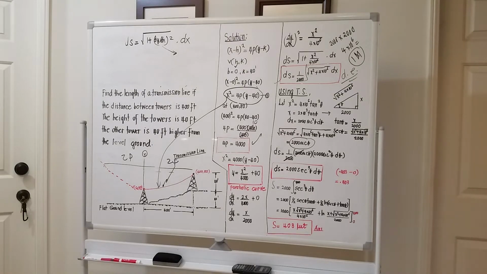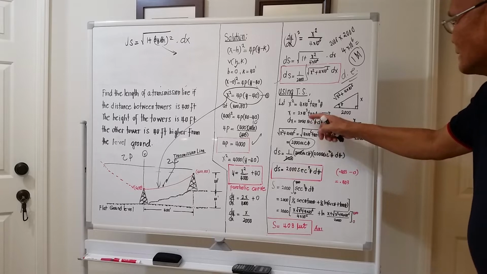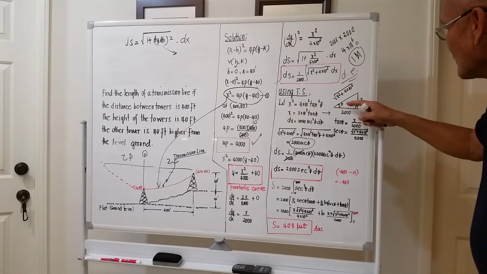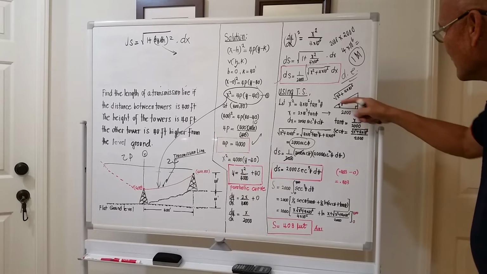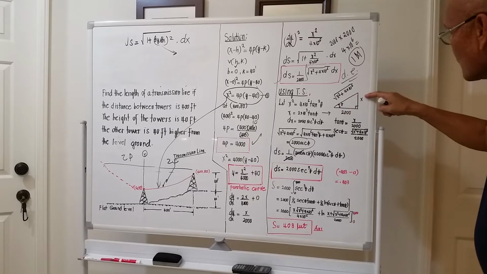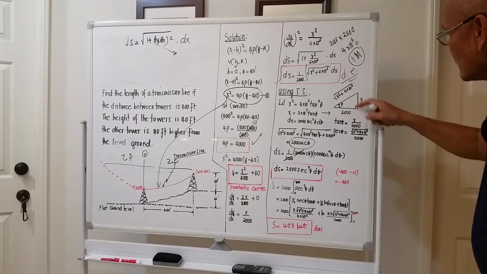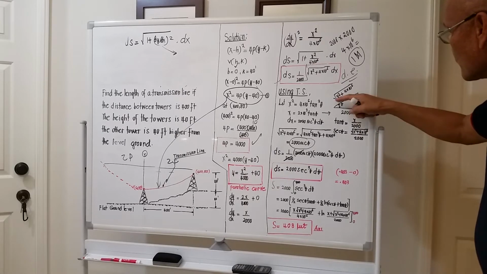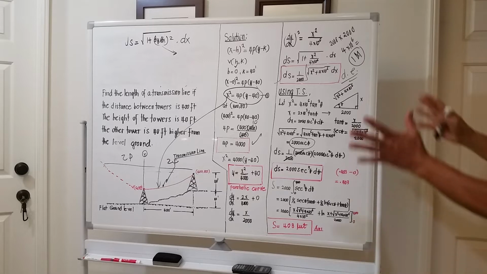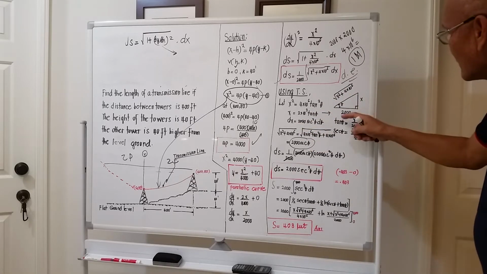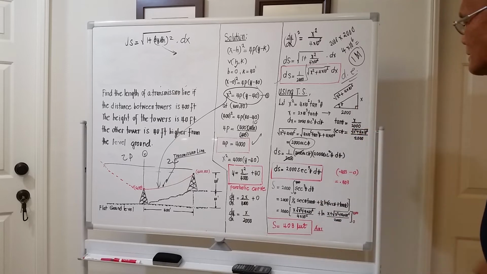Then I will try to bring out also a triangle. From this, tangent of theta is actually x over 2,000. So the hypotenuse will be the square root of the square of this plus the square of this. The square of x is x squared. The square of 2,000 is 4 million, the square root. Why did I bring up this one? Because later on we need the value of secant theta.